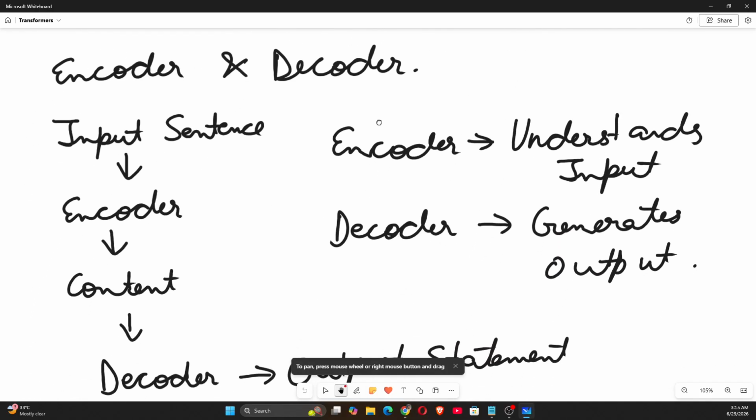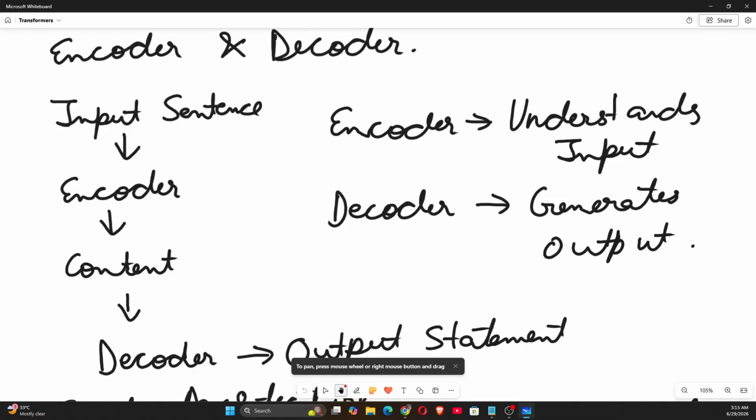Now comes the encoder and decoder. You can see on the screen the hierarchy. First we have the input sentence, then the encoder, then the context, then the decoder, and finally the output statement. What does the encoder do? The encoder understands the input, and the decoder generates the output.